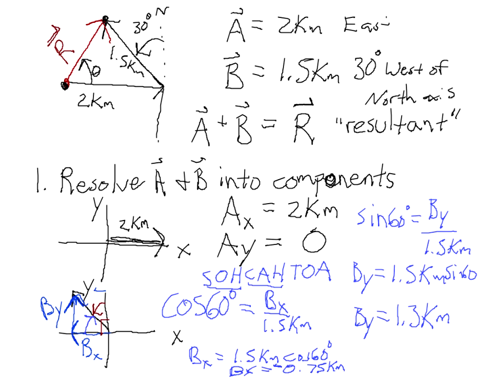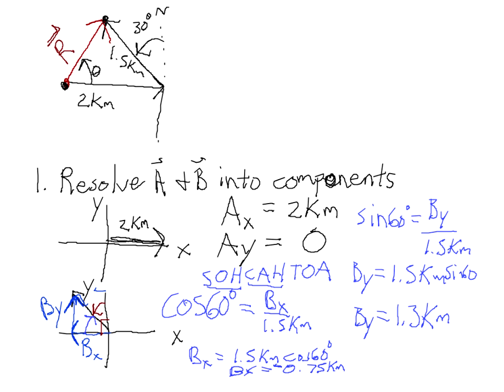Okay. We're finished with step 1: resolve A and B into components. What I'm going to do is clear the upper corner of the screen and use that to write down the answer to step 1, and then we'll clear the bottom half of the screen so we can move on to step 2.